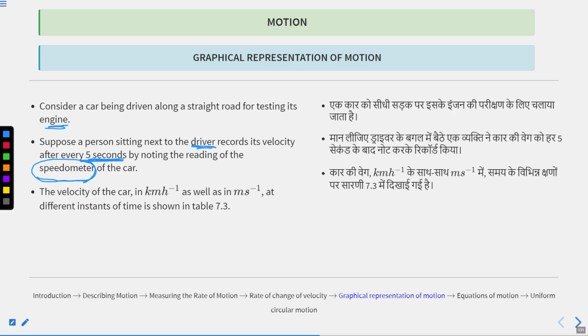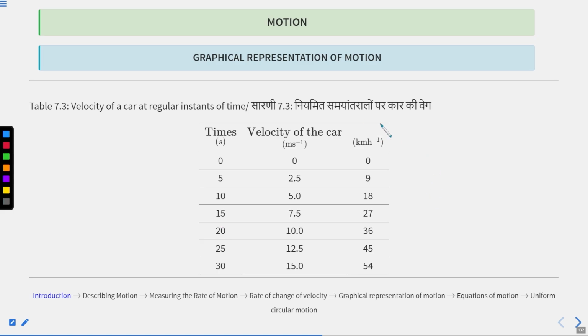What does a speedometer do? It calculates the velocity. The velocity of the car is shown in kilometers per hour as well as in meters per second at different instants, and we can draw a graph. This is the table. At 0 seconds the velocity is 0. At 5 seconds the velocity is 2.5 meters per second, or 9 km per hour. We form this table.